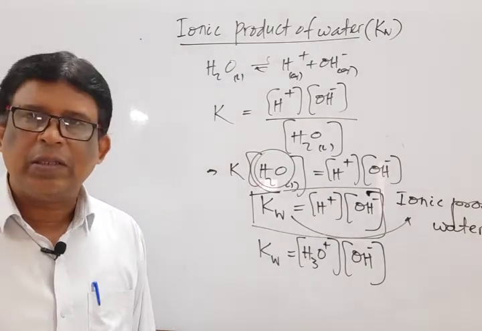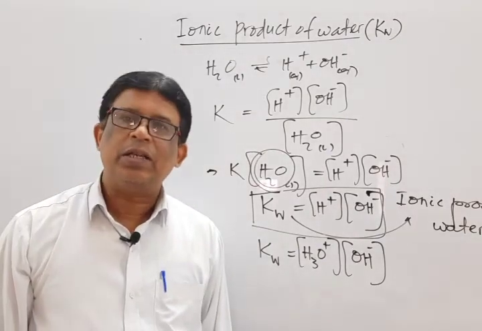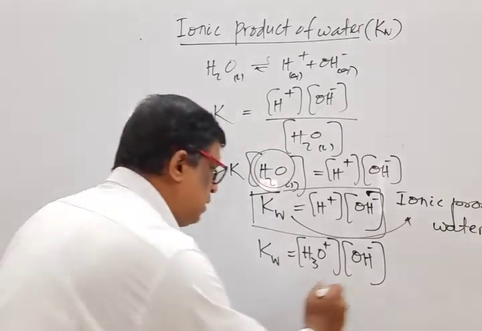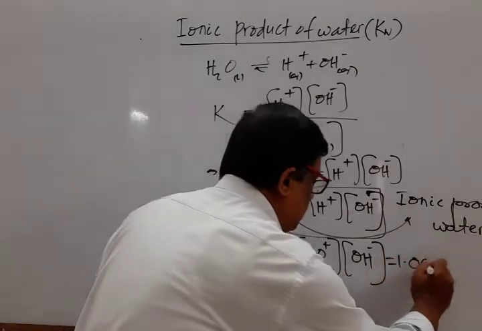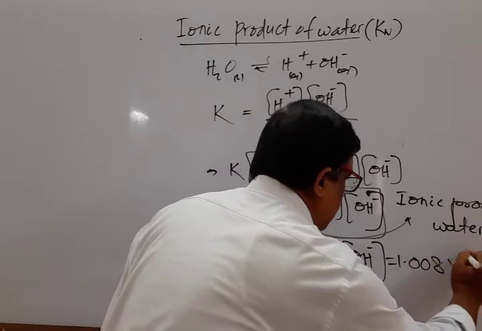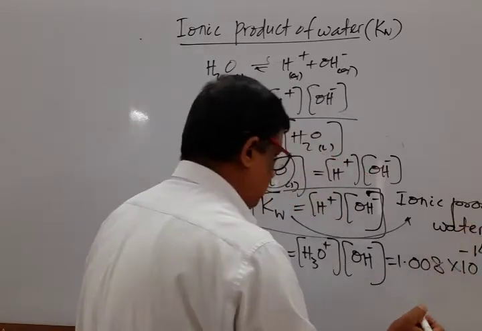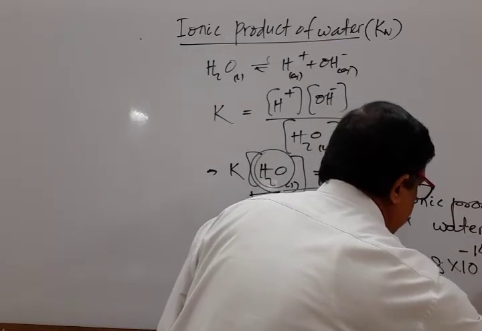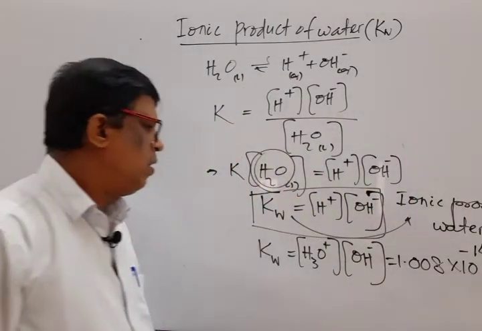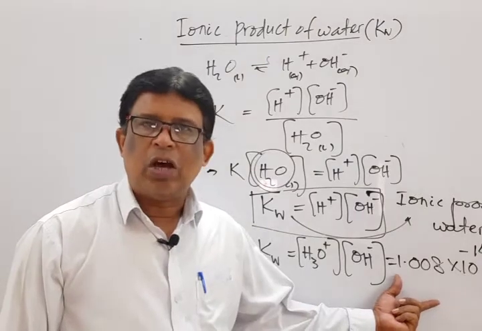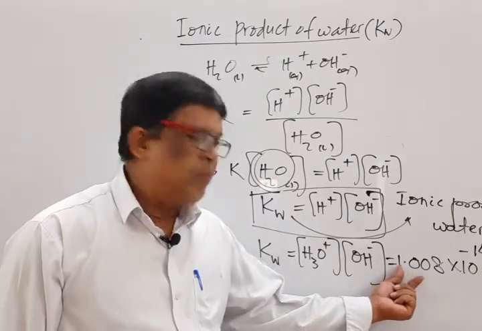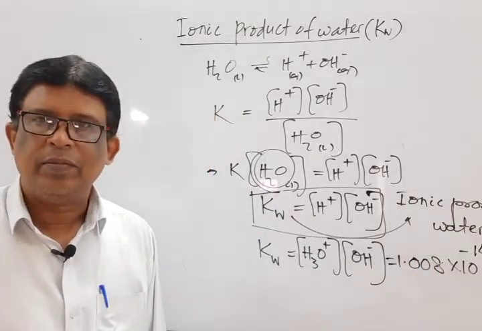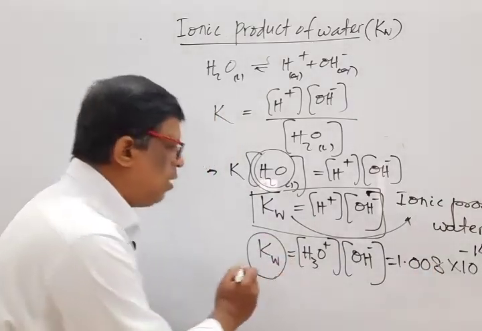And it has been observed that at room temperature, that is 25 degrees centigrade, the value of the ionic product of water is equal to 1.008 into 10 to the power minus 14 moles squared per liter squared. Mark that. For simplicity, while solving problems, neglecting 1.008, you simply write 10 to the power minus 14. That is the value of Kw.